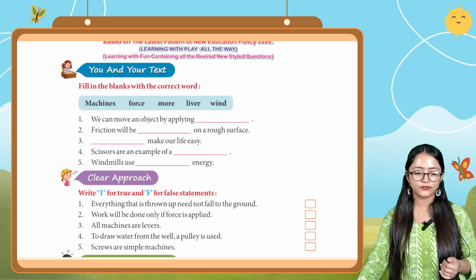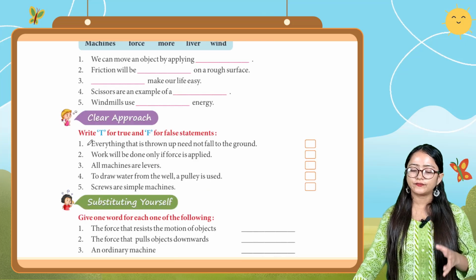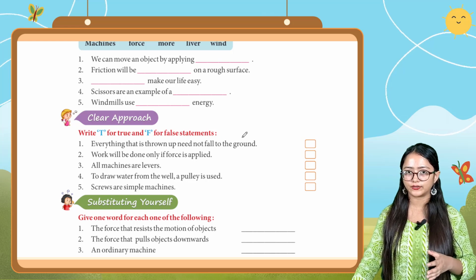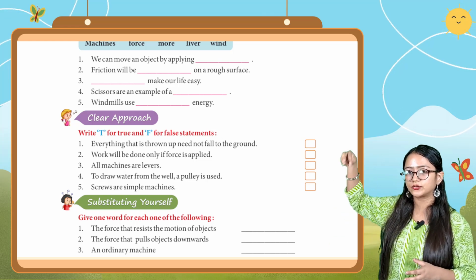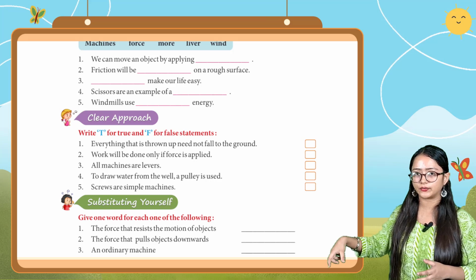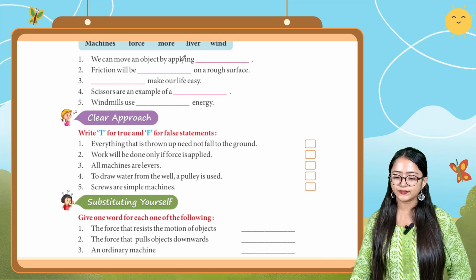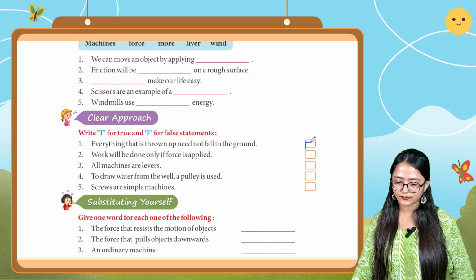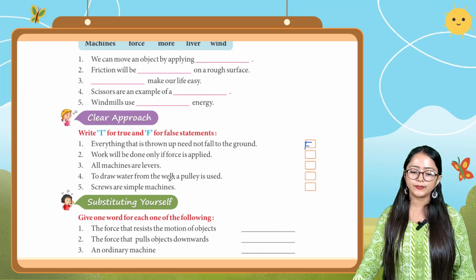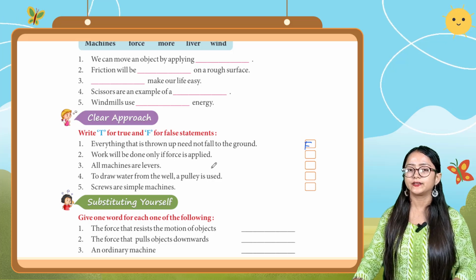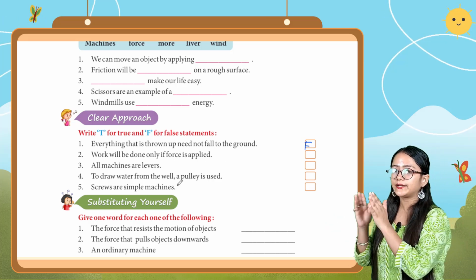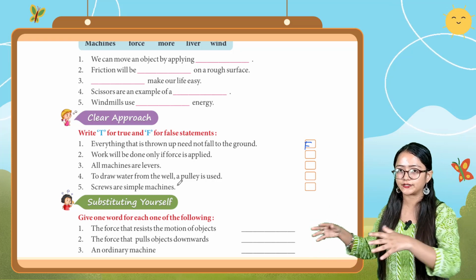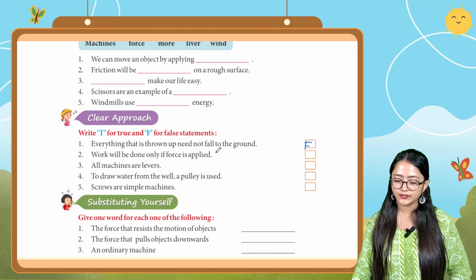Now we come to the true or false one. The first one is everything that is thrown up need not fall to the ground. Like everything which we throw, it doesn't fall to the ground? No, it is not right. So this statement is false. Next one, work will be done only if force is applied. Yes, work will be done only at that time when the correct force is applied, towards the correct direction. So this is true.